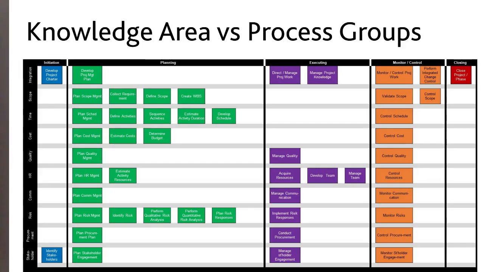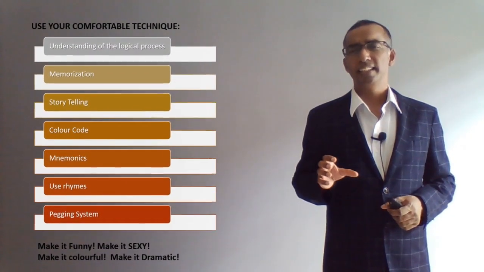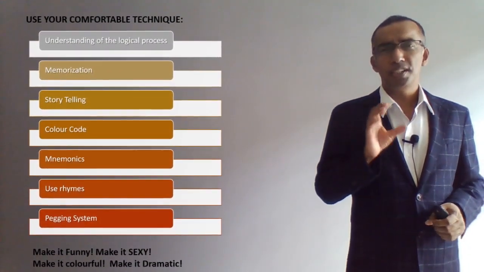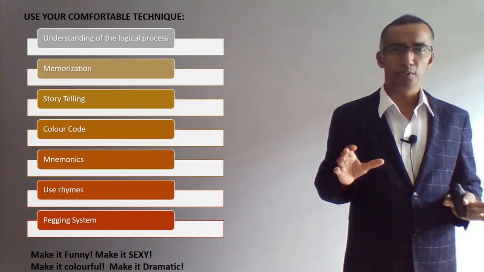So I have prepared, for my students, a slide that helps them to remember all the 5 life cycles, 10 knowledge areas and the 49 process areas. And hopefully it benefits you too. So let's start. But before going there, let me just advise you, use whichever method is comfortable for you.